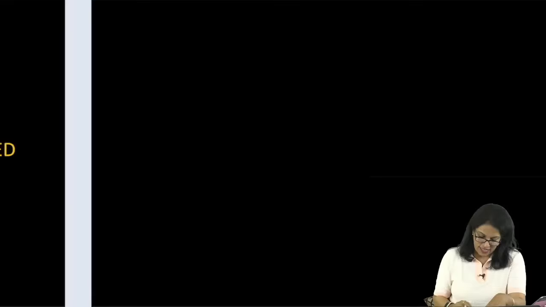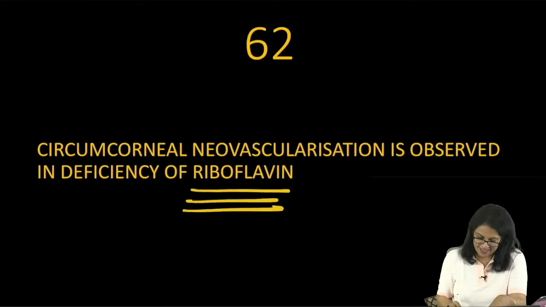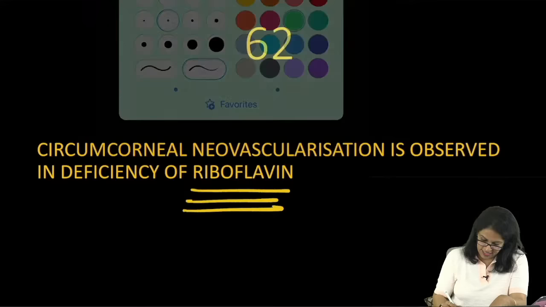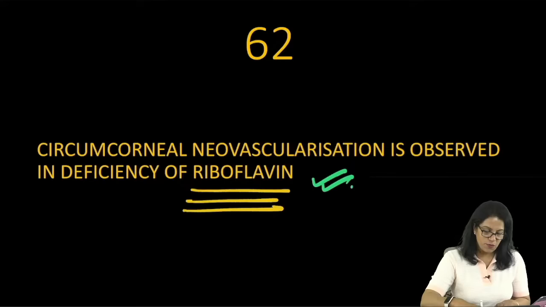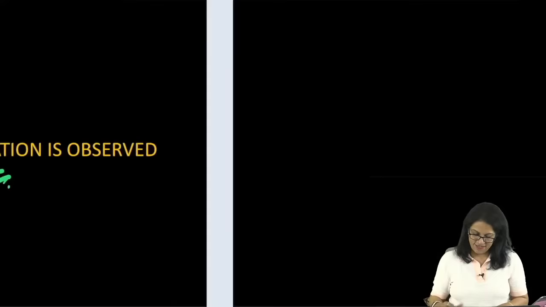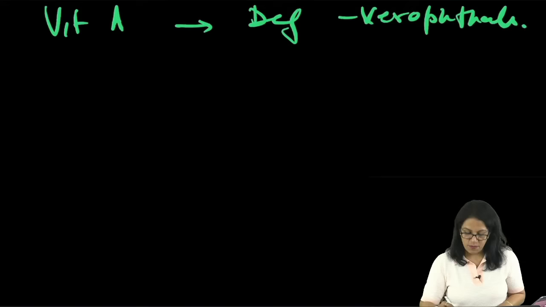Okay. Then this is again specifically a question of this exam. Circumcorneal neovascularization is observed in deficiency of riboflavin. Okay, we will not forget this. This is riboflavin. Theek hai, all of you? So once you know about these deficiencies, can we also revise a few more deficiencies? Vitamin A deficiency se kya hota hai, batao? Vitamin A, we all know, vitamin A deficiency will lead to xerophthalmia. And what if there is a toxicity? Last time we discussed, it will lead to what? Aap kya bologe? Benign intracranial hypertension.